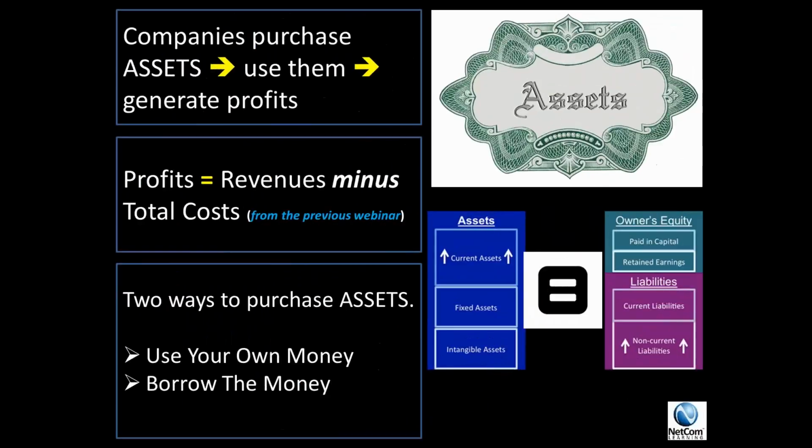Now companies purchase assets to generate profits. It's that simple. Now going back to our first financial webinar, profits equals all of the revenues minus total cost. It's that straightforward. And companies purchase assets specifically to earn profits. Now again, just like there are two ways to finance your home, you use your own money, analogous to the down payment, or you borrow money, analogous to a company floating commercial paper, floating bonds, borrowing from a bank, which we say is analogous to the homeowner borrowing a mortgage from a bank.